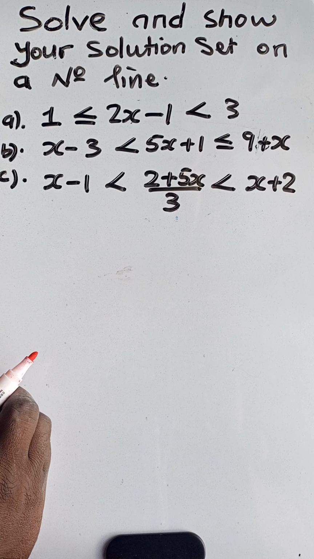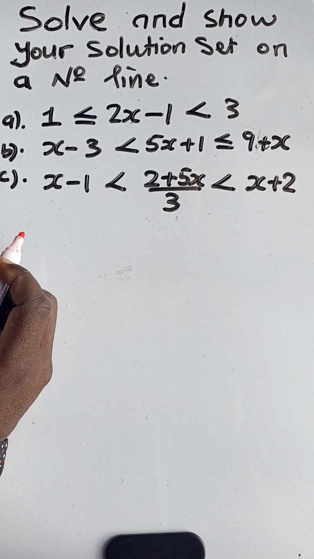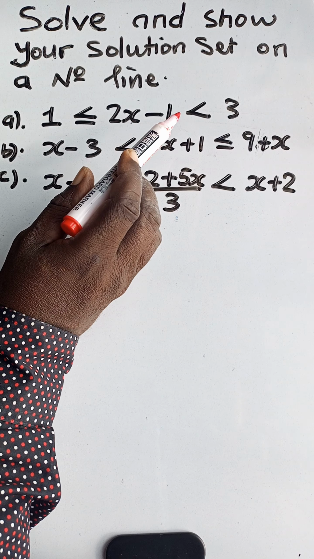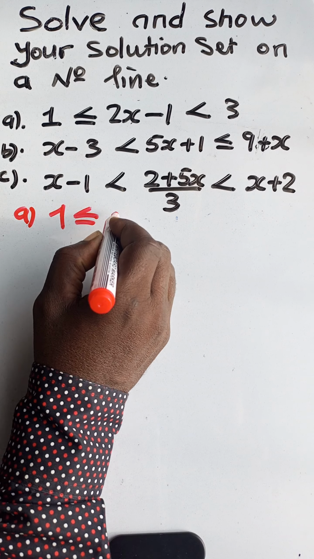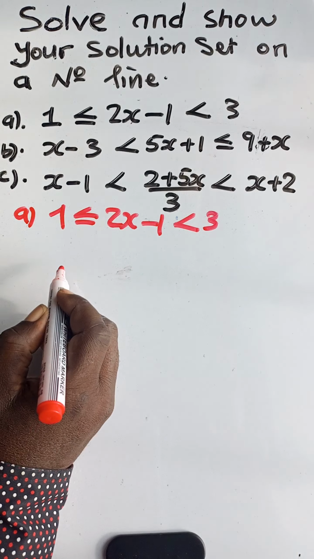Hello, now let's look at this other type of linear inequalities where we have double inequality signs. The first one: 1 less than or equal to 2x minus 1 less than 3.